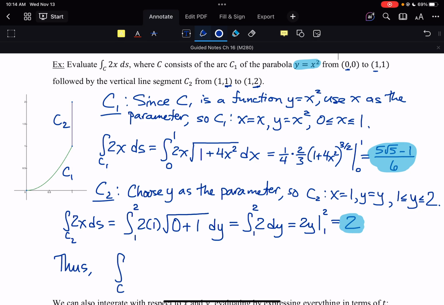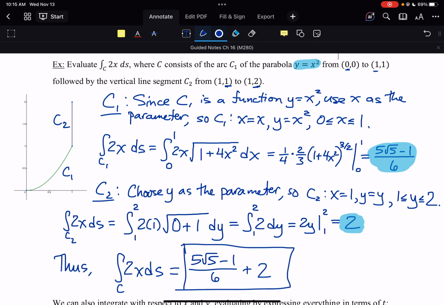Thus, the line integral over C of 2x ds, so the line integral over the entire thing, is just the value over the first curve plus the value over the second curve. So we just add those two together, and that's going to give us our total for the entire curve.